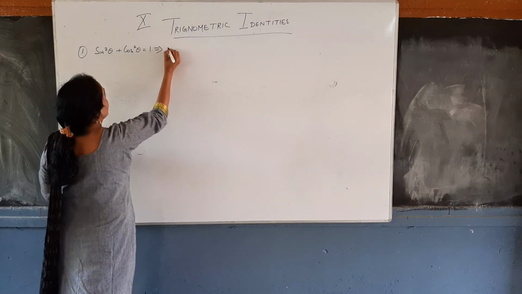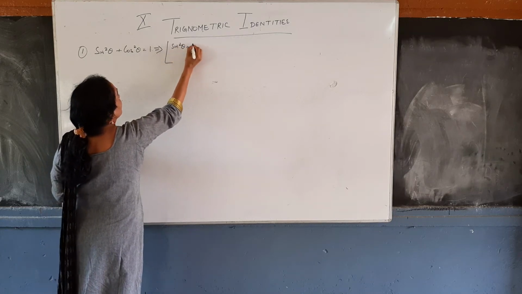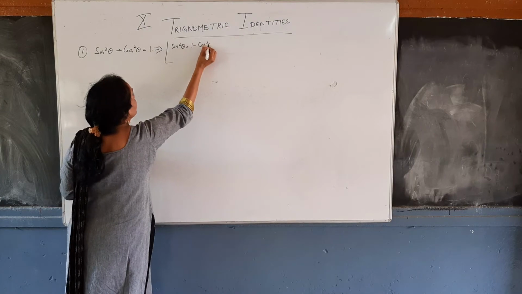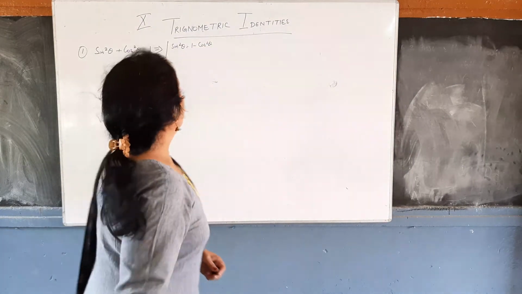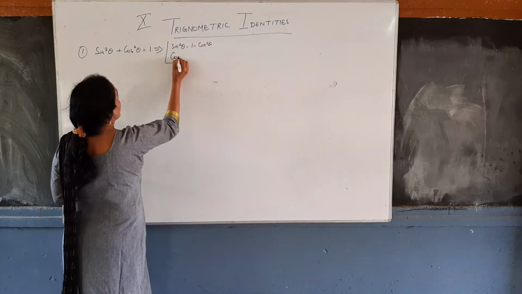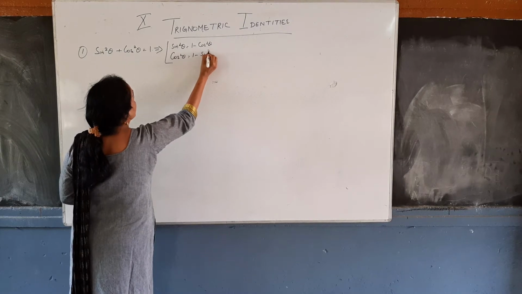From here we will get another formula, that is sin square theta equal to 1 minus cos square theta. Similarly, cos square theta is equal to 1 minus sin square theta.